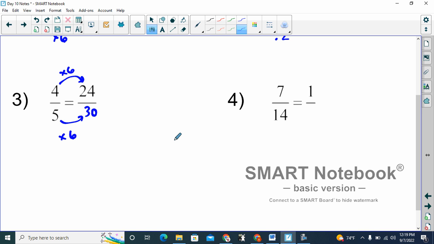And then finally, number 4, 7 divided by 14 equals 1 divided by what? To go from 7 to 1, I divided by 7. So I need to divide by 7. 14 divided by 7 is 2. 1 over 2 is correct.